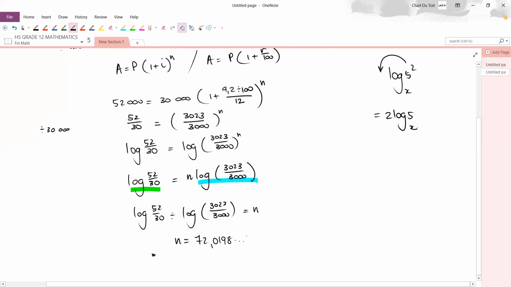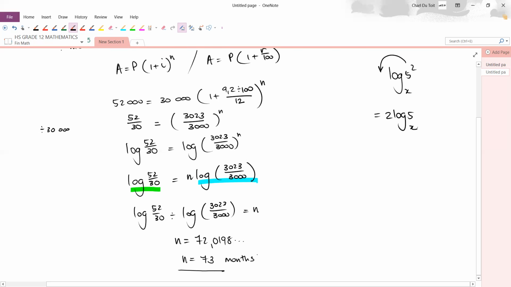0198, whatever. Now, in financial math, you always round up because that means you're already in this 73rd month. You've passed the 72nd month, so it will take 73 months. As long as the decimals are past the 0, will it always round up? Okay. Basically, what's going to happen?